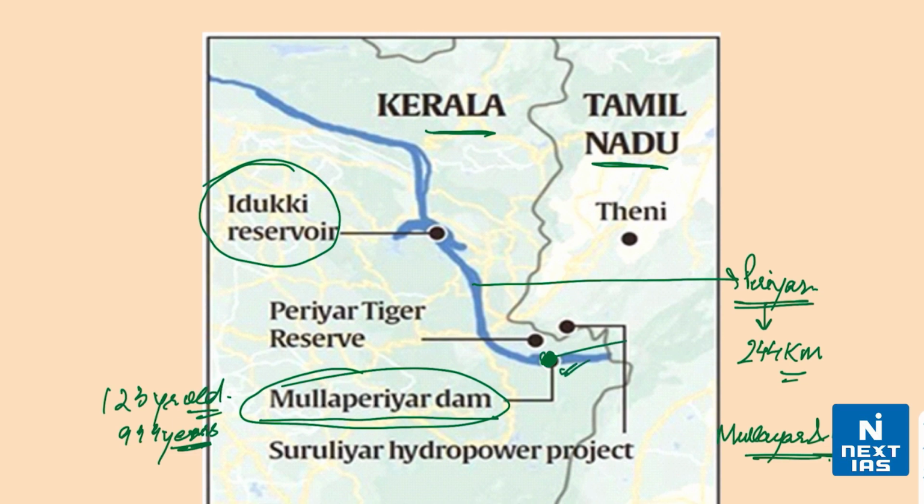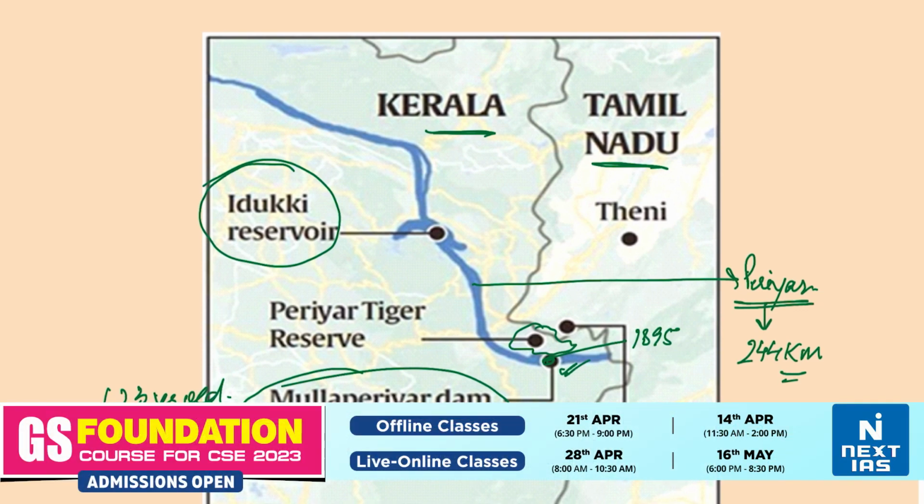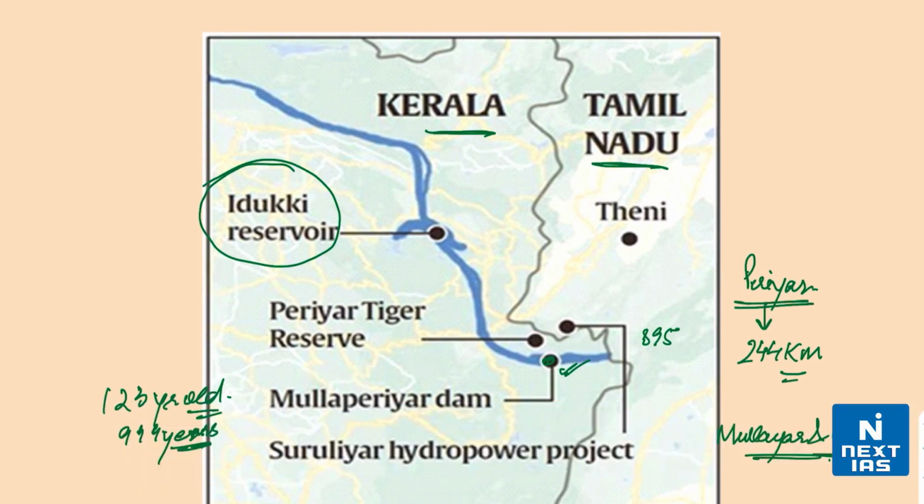So this dam was built in 1895 on the Periyar River in the Idukki district of Kerala. It is situated adjacent to the Periyar Wildlife Sanctuary area in the Periyar Tiger Reserve. As you can see in this region, it is the Periyar Tiger Reserve. Now the Mullaperiyar Dam is also listed among the world's biggest dams that need to be decommissioned as per a report. This report also states that the Mullaperiyar Dam is situated in a seismically active area. Therefore, it faces the risk of failure.